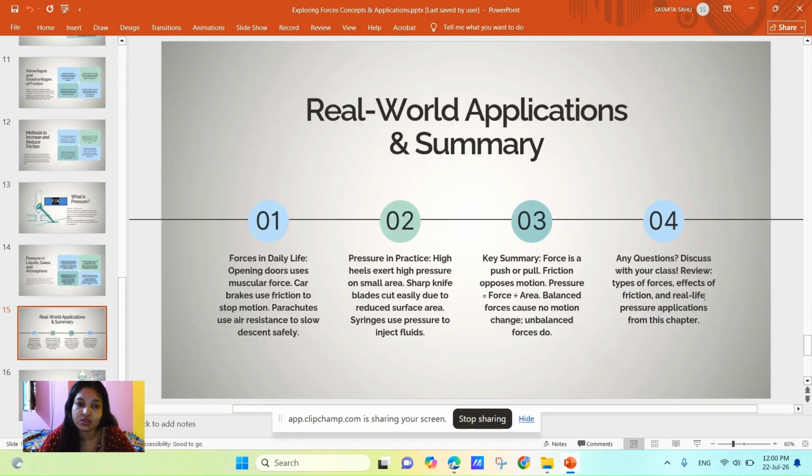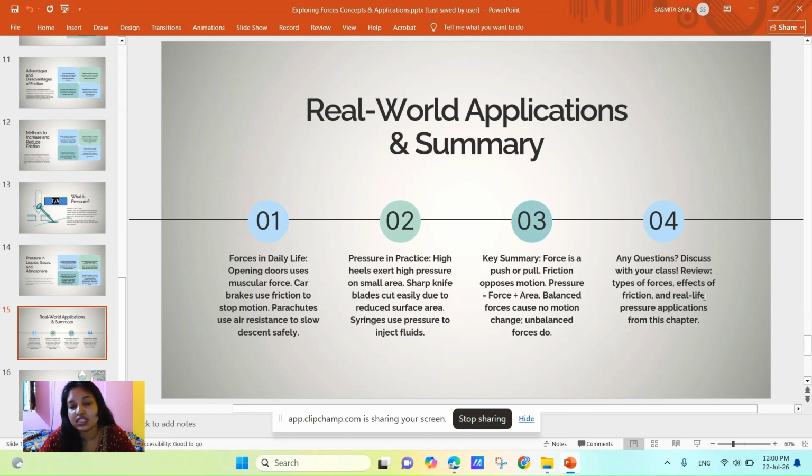Real world application and summary. Forces in daily life: opening a door uses muscular force, car brakes use friction to stop motion, parachutes use air resistance to slow descent safely. Pressure in practice: high heels exert high pressure on a small area, sharp knife blades cut easily due to reduced surface area, syringes use pressure to inject fluids.